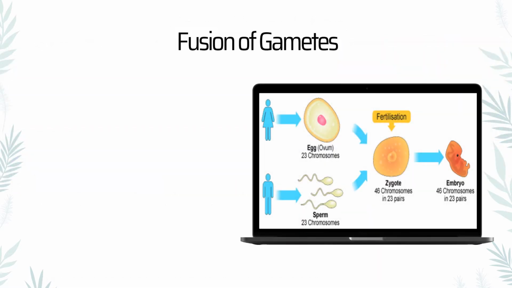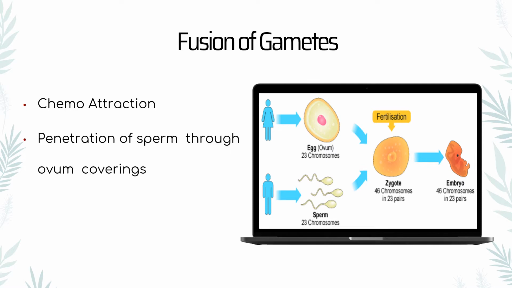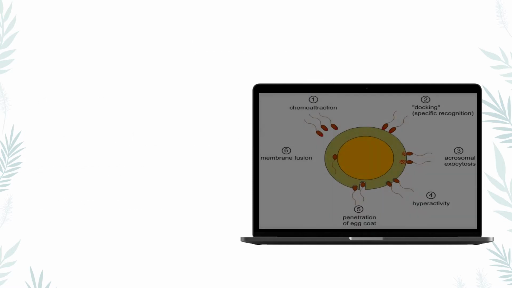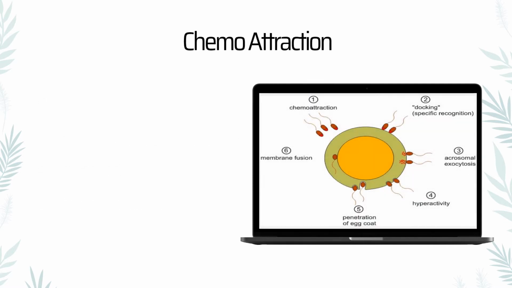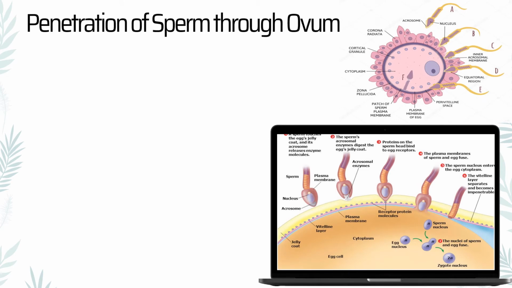The fusion of the gametes happens with the following events. The first one is chemoattraction, and then penetration of sperm through the ovum covering, and then fusion of sperm with the oocyte. Chemoattraction of the sperm to the ovum occurs by the substances produced by the ovum. Penetration of sperm through the ovum coverings.